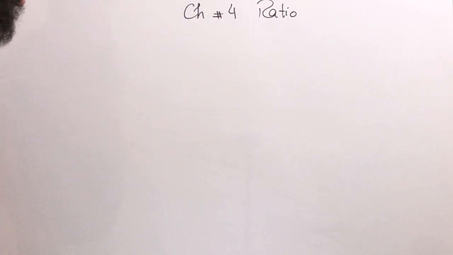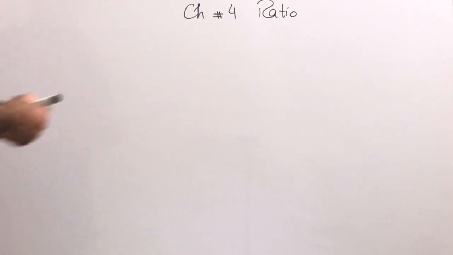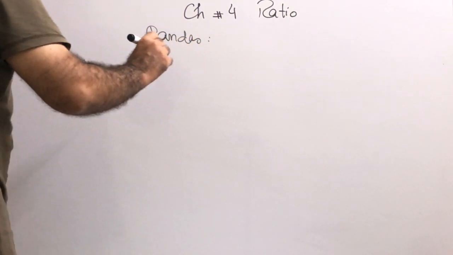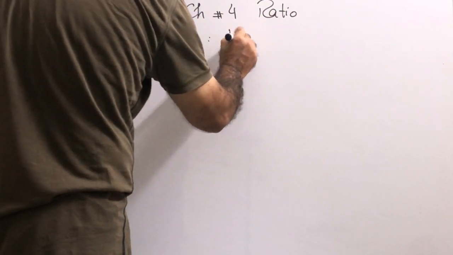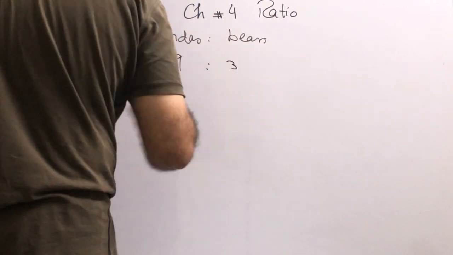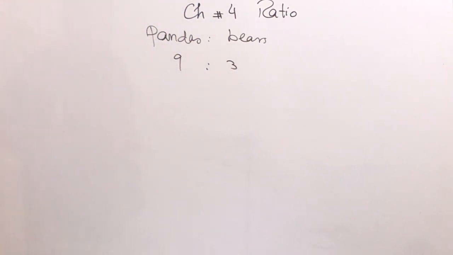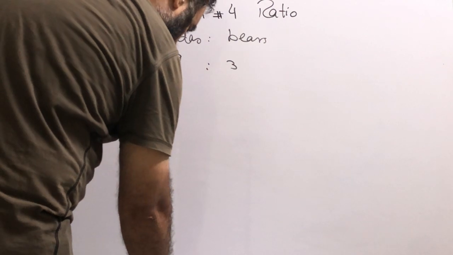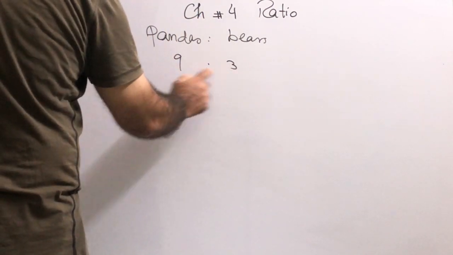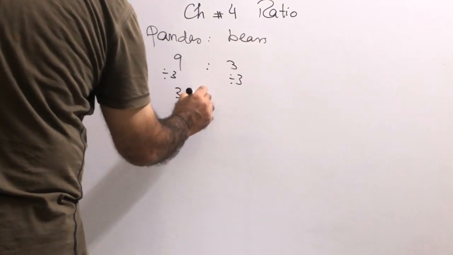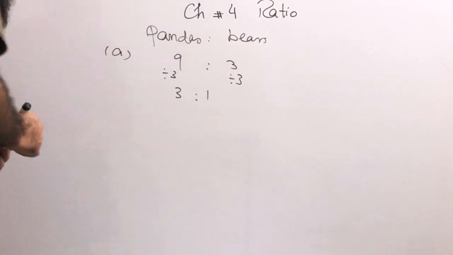At a zoo, there are 9 giant pandas and 3 polar bears. So there are 9 pandas and 3 bears. We need to express each of the following in its simplest form. The ratio of the number of giant pandas to the number of polar bears. Okay, we need to simplify this. We will divide this by 3. This also by 3. 3 3s are 9, 3 1s are 3. So this is the answer to part A.